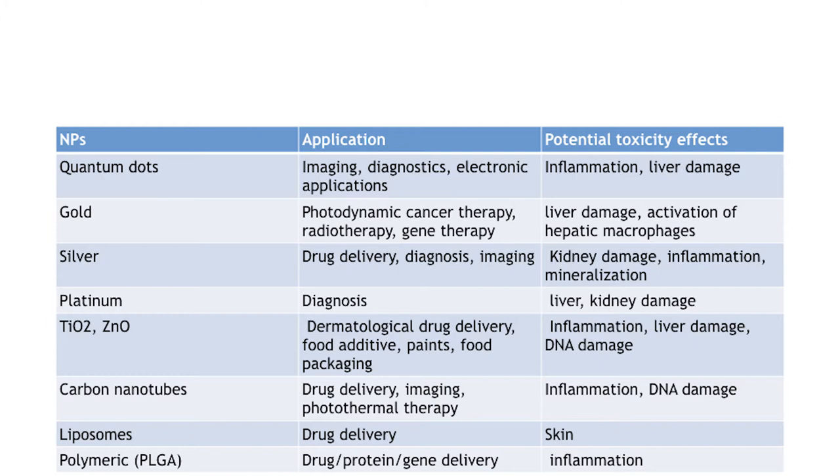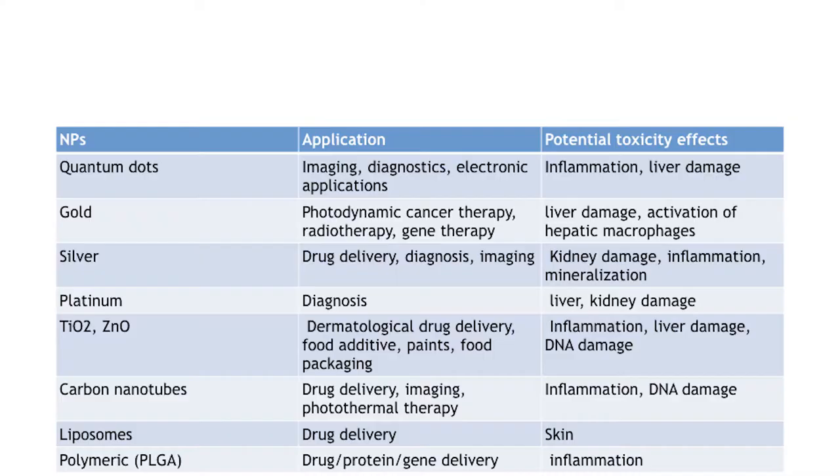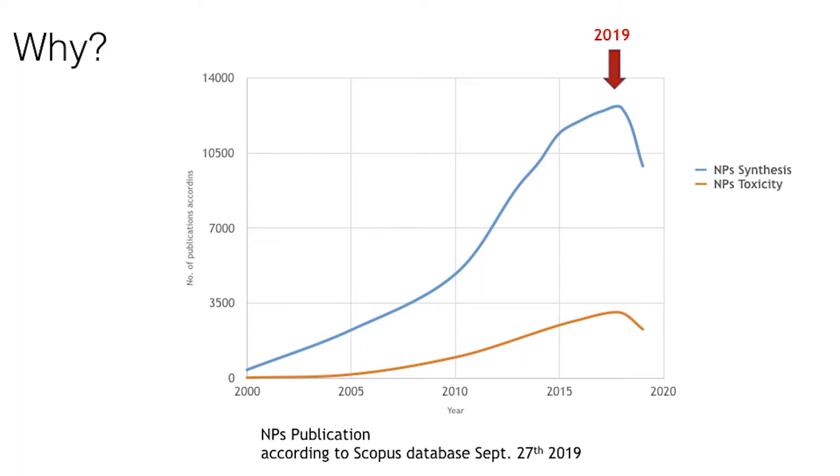but as beneficial as nanoparticles are, there is only a limited amount of research on their potential toxicity effects. What has been recorded so far is damage to the liver, kidney, DNA, and skin. This is the downside of being accidentally or unintentionally exposed to nanoparticles. According to the Scopus database, just last month the number of publications on nanoparticle synthesis exceeded 12,000, while nanoparticle toxicity just exceeded 3,000. This shows the knowledge gap between nanoparticle synthesis and nanoparticle toxicity.